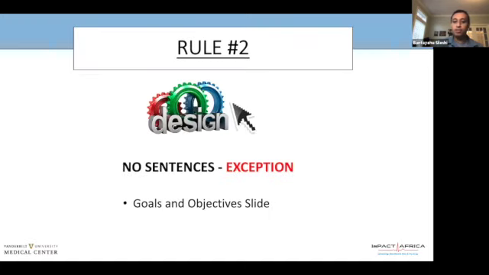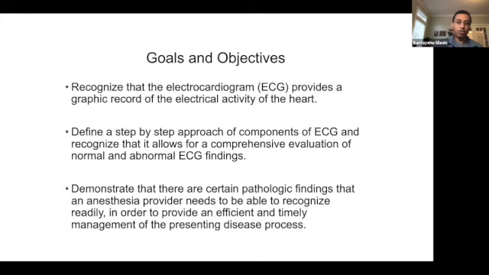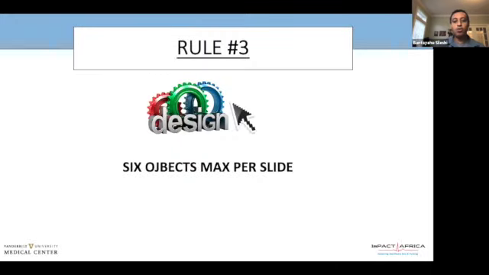Now, there's one exception that I use for this no-sentences rule, and that's when you're mentioning your goals and objectives slides. And here's an example. Typically on my goals and objectives slides, I state and actually read them. So if I was presenting this, I would say, my objective for this talk is to recognize that an EKG provides a graphic record of the electrical activity of the heart, and so forth. Because I'm reading this and sharing it as an objective, it's okay to use a sentence in this instance. Rule number 3, 6 objects max per slide.